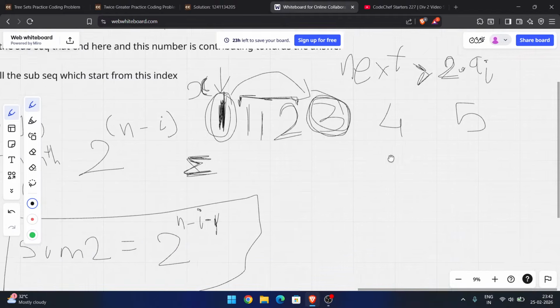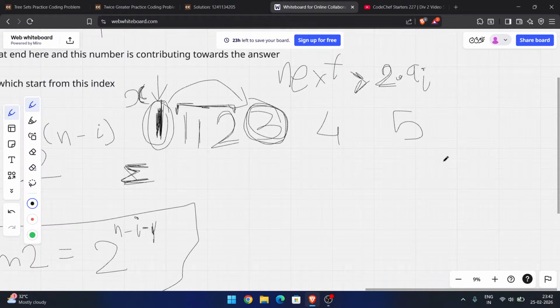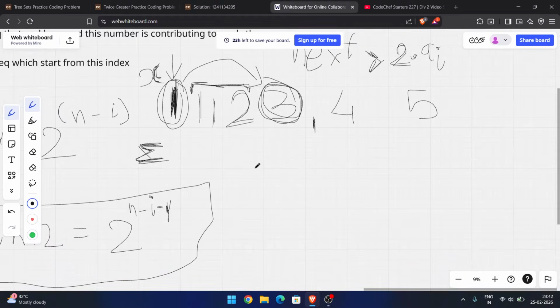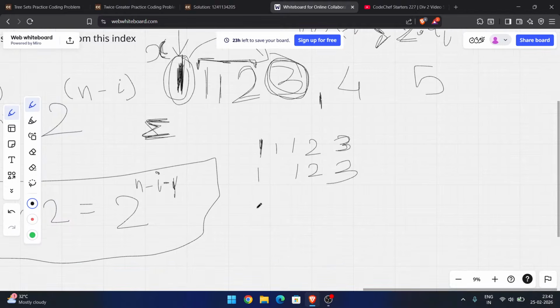So what I'm saying is, let's suppose this is the array, and I want all the subsequences that end here, which include this 1 and 3. Let's write it down. One would be I take all the elements. Another would be I skip this element, so that would be 1, 2 only. Another can be I skip this element also, I can skip this also.